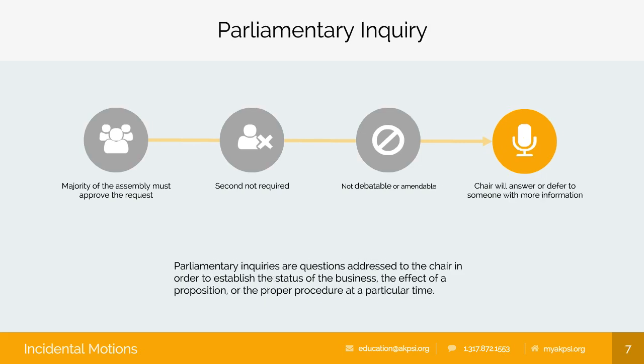Rising to a parliamentary inquiry is also known as a point of information. This is done when you have a question about a proper procedure or the business at hand. It has to be asked in the form of a question and cannot be a statement in the form of a question. The maker may interrupt a speaker, and a second is not needed, nor is debate allowed. The chair will then provide an answer before proceeding with the business that was interrupted. If the chair is not comfortable answering the question, they may defer to a person that has more information.